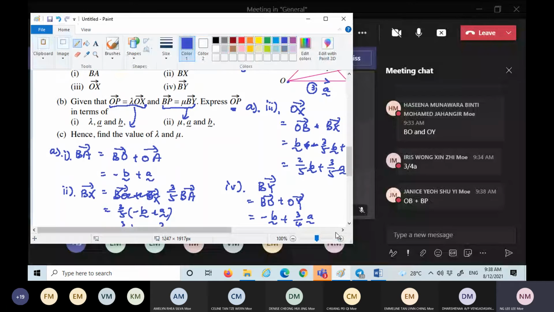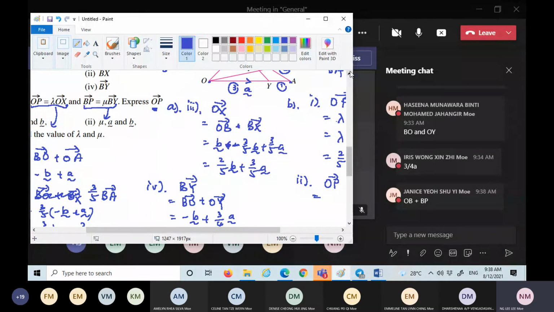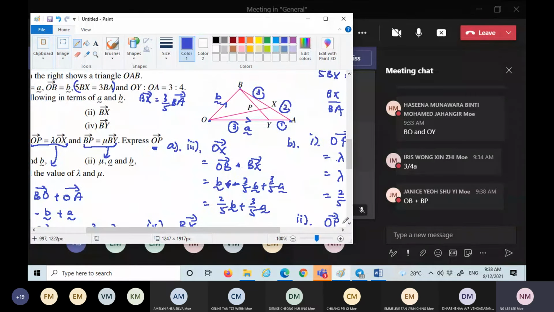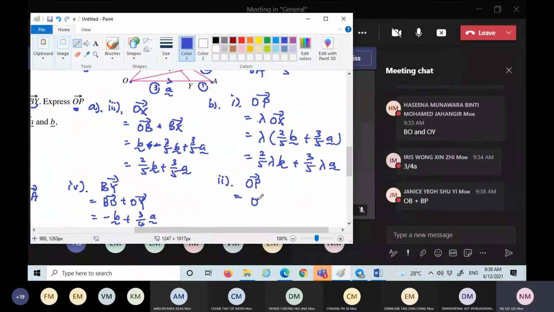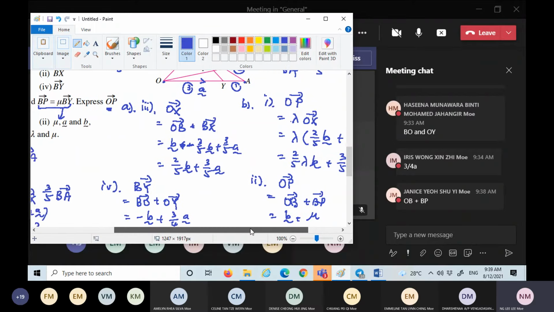She says BO and then OB and then BP. Yes, BP, this is the one I want, because I want to involve the mu. But OB, I need to check whether I have the information on OB. Yes, I have. OB is B. Very good. Janice, thank you. So, O to B and then B to P. OB is the B. BP, I involve the mu, so I write out mu BY.